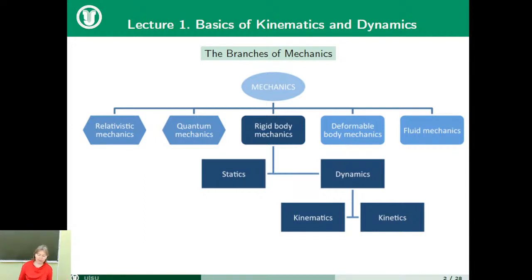Mechanics is basically divided into two parts, statics and dynamics. Dynamics is further divided into kinematics and kinetics. Statics deals with the study of behavior of a body at rest under the action of various forces that are in equilibrium. Dynamics is the study of objects in motion. And kinematics deals with the motion of a body without considering the forces acting on it.